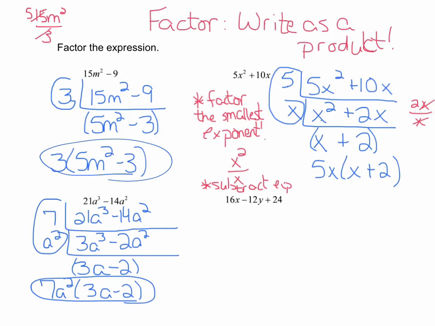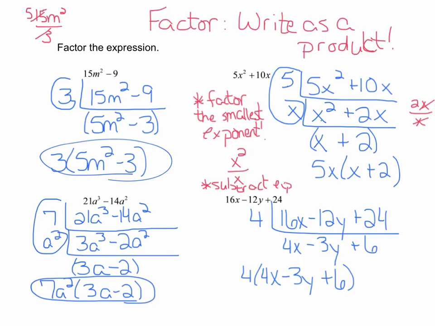Okay, you try this next one. Pause the video, you try it. Okay, I got 4 times the quantity 4x minus 3y plus 6. Notice there weren't any variables that were common to all three terms, so all I had to take out was the 4.